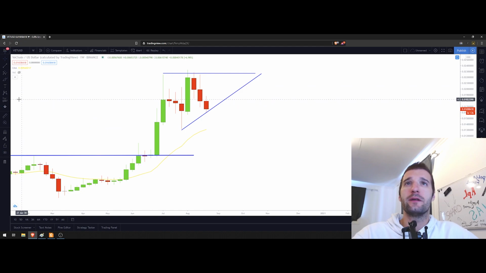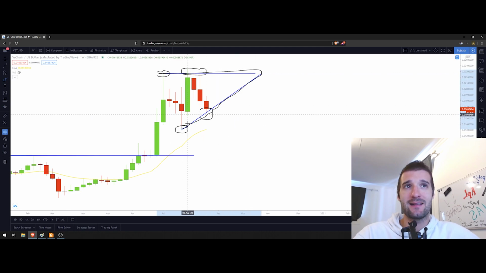VeChain formed the ascending triangle. Yes, you heard me well. This is a bullish pattern, and most of the chances, like 75% of the chances, is that the price will break to the upside. What we actually formed over here is 2 to 3 flat lows, and we formed a higher low over here, which pretty much brought us to the ascending triangle.